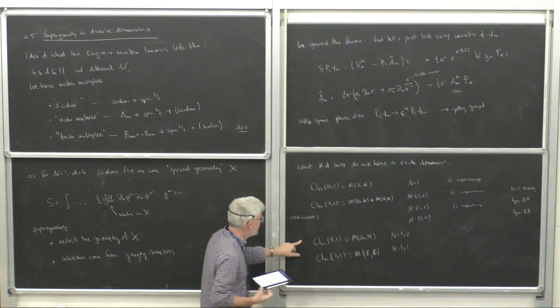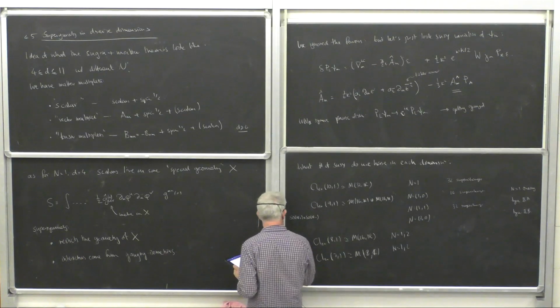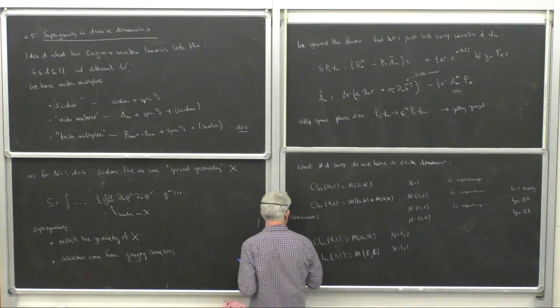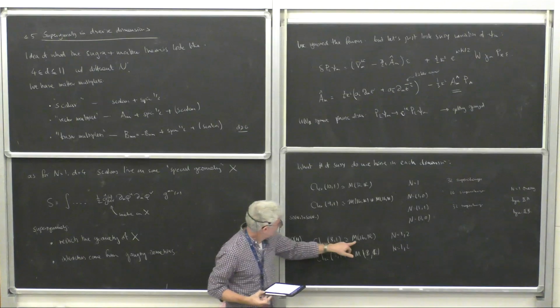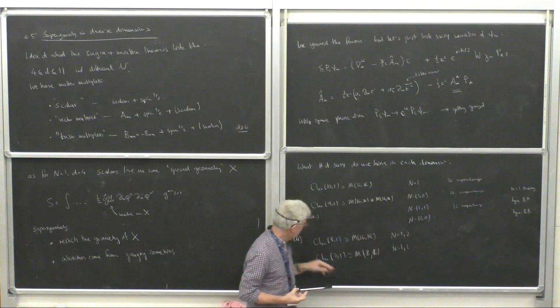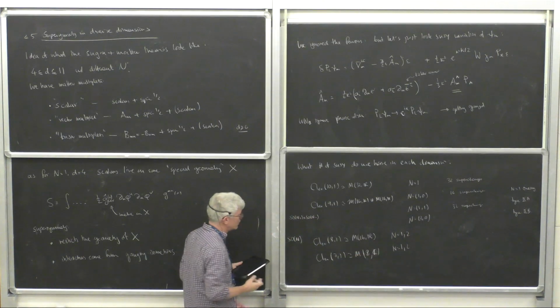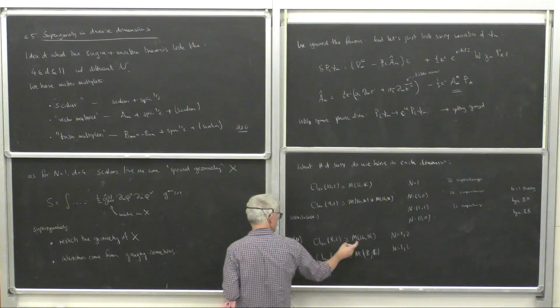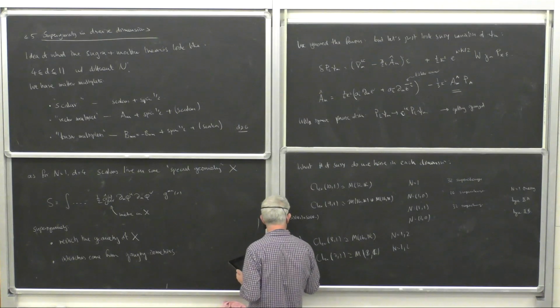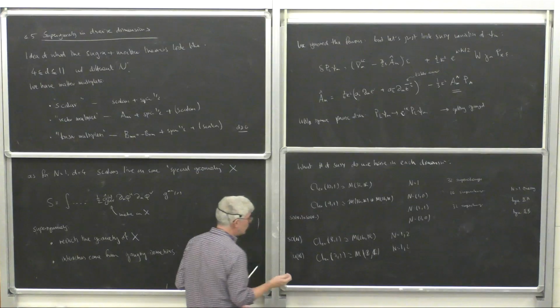And here, it's going to be just SO(n), because I'm over the reals, and I have to preserve a norm over the reals. Here I have to preserve a norm over the complex numbers, so it's going to be U(n). So it could be U(1) or U(2).